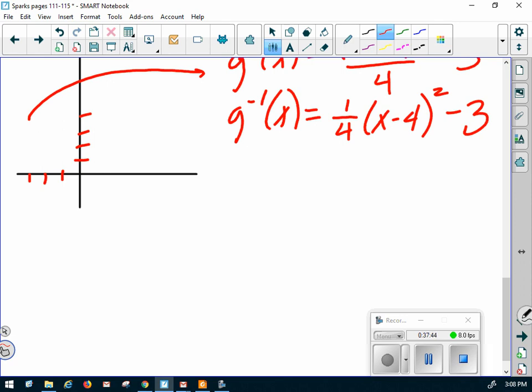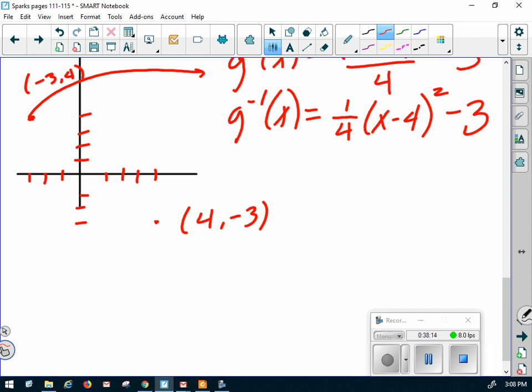Yes. Now, I want you to look at this. This point right here is the point -3, 4, right? This tells me to do what? Right 4, down 3, correct? Now, does that make sense? The x's and y's swapped?